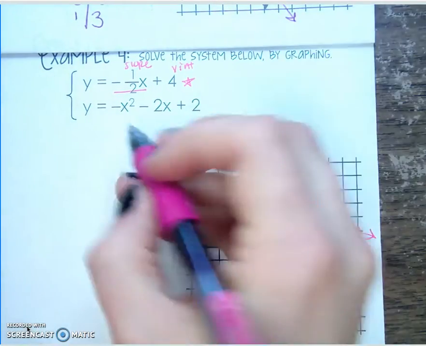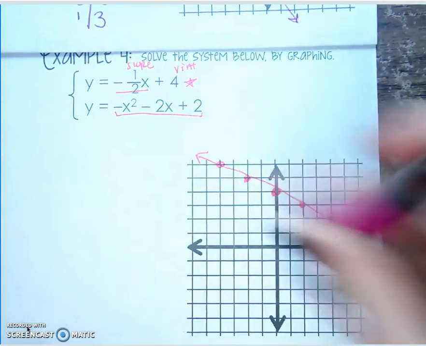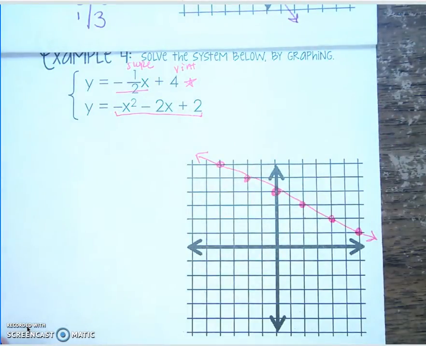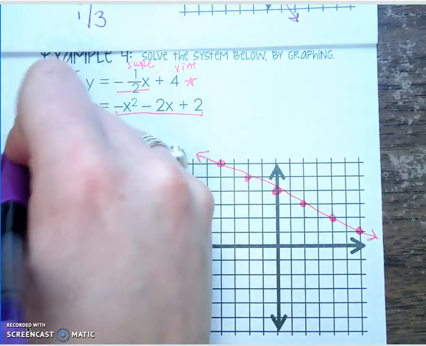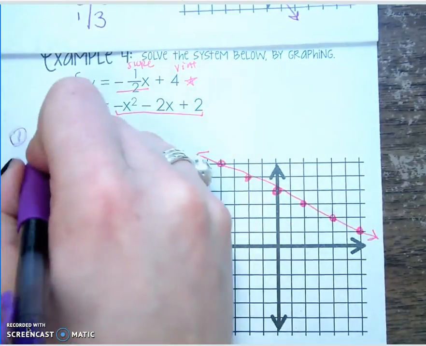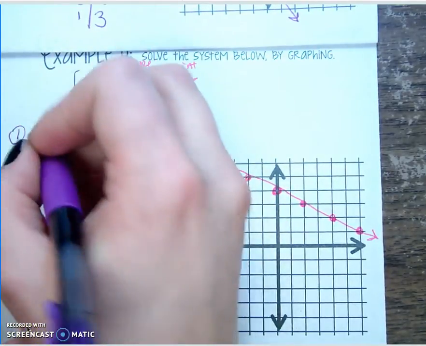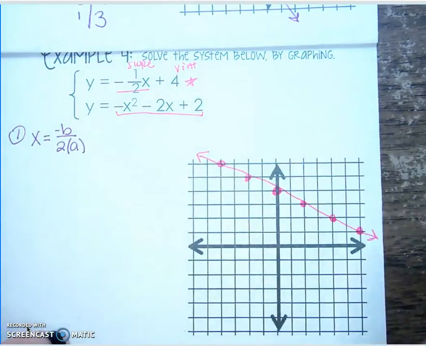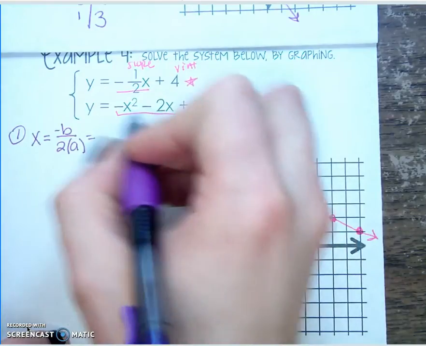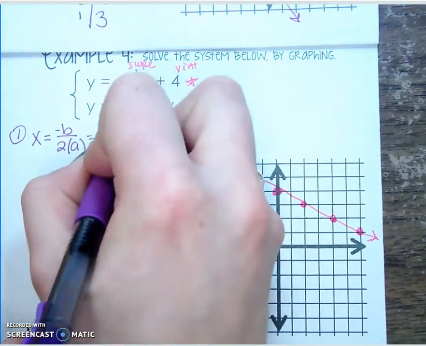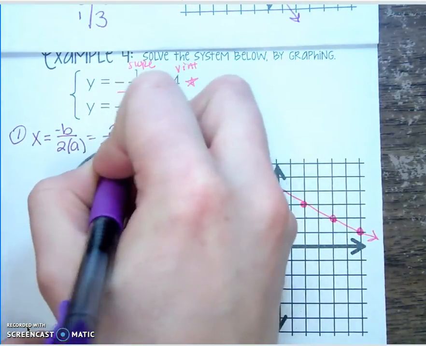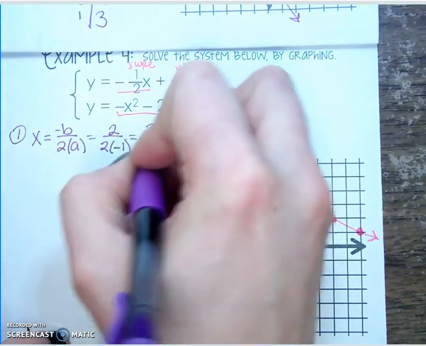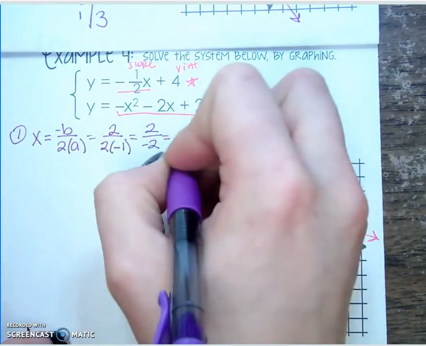And again, refer to that yellow foldable. I'm going to have to graph that quadratic. First, solve for your axis of symmetry. X equals negative b, or opposite of b, over 2 times a. The opposite of b is positive 2 over 2 times negative 1. 2 over negative 2. My x value is negative 1.